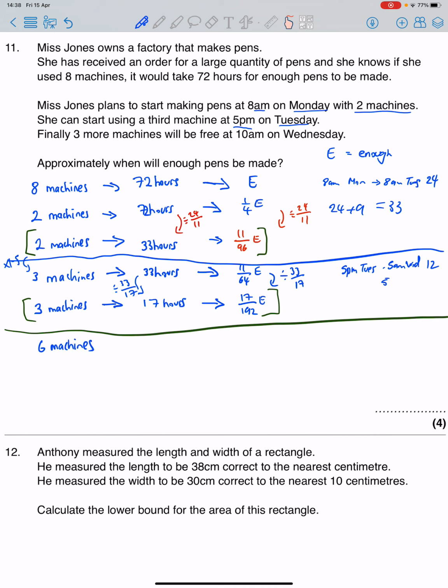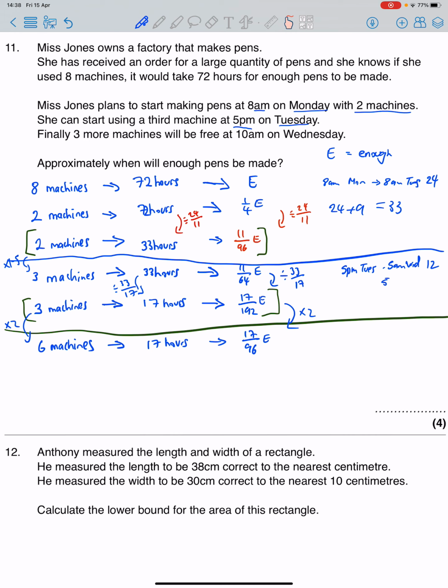So that's going to be 6 machines, and if it was working for 17 hours, it would make twice the amount of pens. So that's going to be 17 over 96. So I'm just doubling everything. So that times by 2, the hours stay the same, but then this is times by 2 as well.